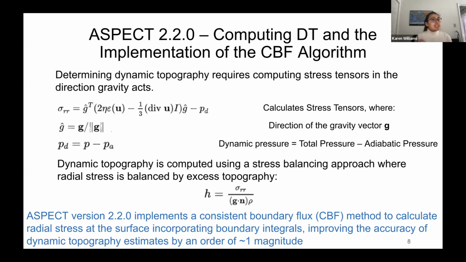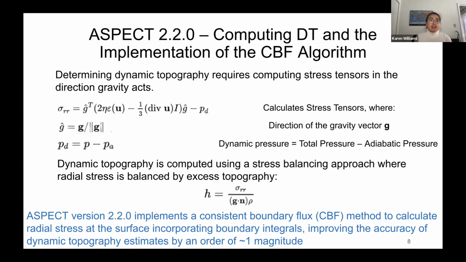ASPECT version 2.0.0 implemented the consistent boundary flux method, which calculates radial stress at the surface. So the current version of ASPECT, or ASPECT 2.2.0, and versions of ASPECT prior to the release of version 2.0.0 use these same equations to compute dynamic topography.